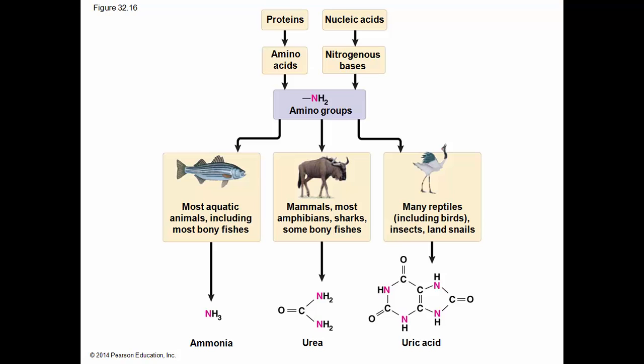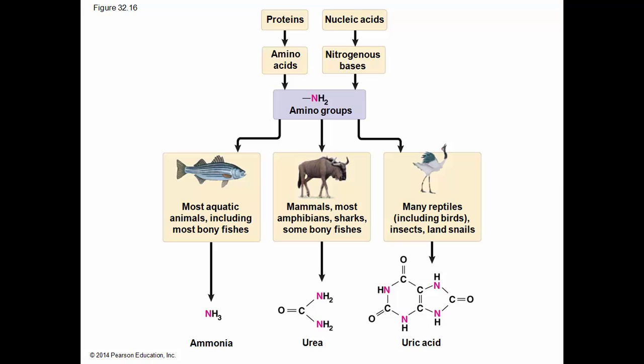Fish excrete ammonia directly into the environment. They don't really have a high concern with ammonia, but mammals and birds have to travel around and conserve their waste until a good time to release it. So in the bodies of mammals, ammonia is converted into urea, and in birds it's converted into uric acid.